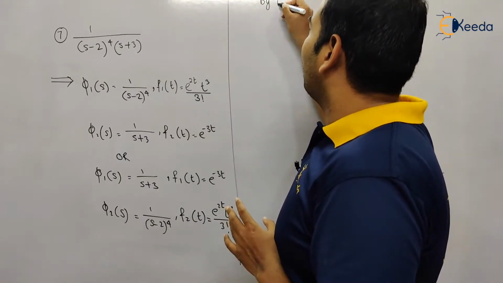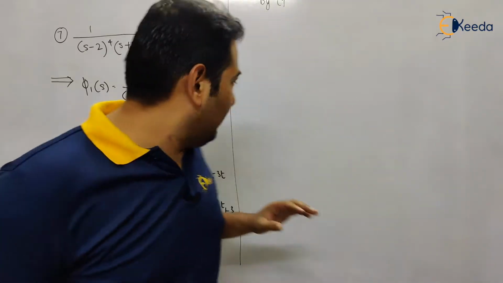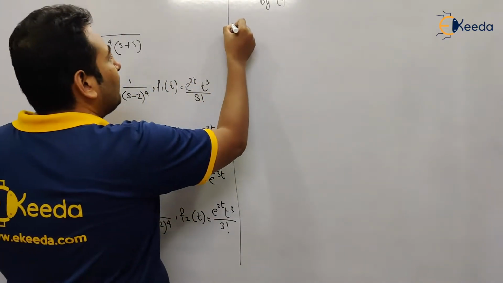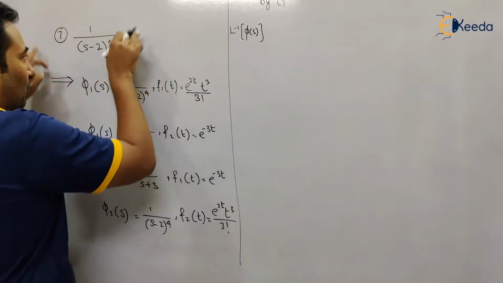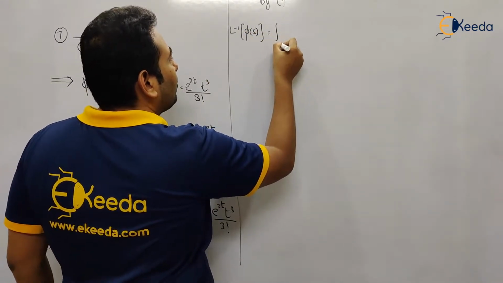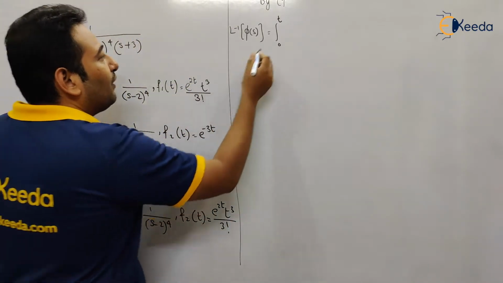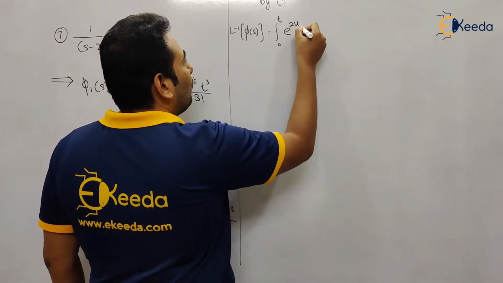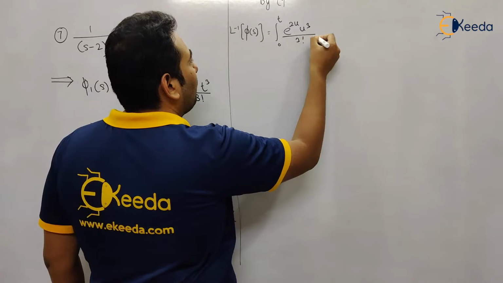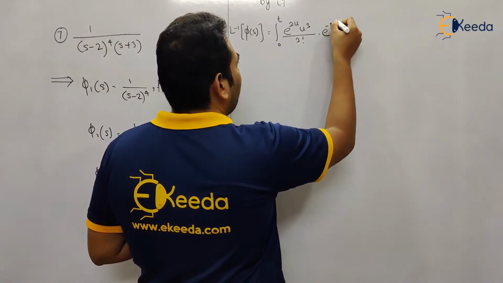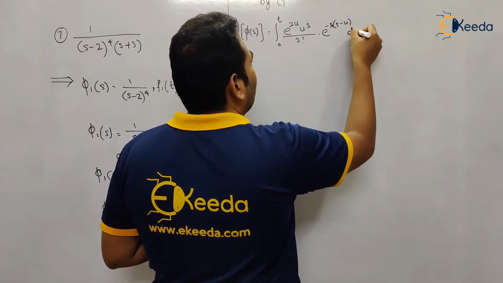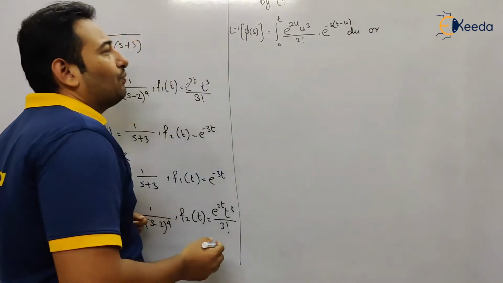By the convolution theorem, I am going to write down both the possibilities for you. Laplace inverse of phi(s), assuming my given function is phi(s), is integration 0 to t. In the first function we're going to replace t with u, and in the second function we're going to replace t with t minus u. So this is one option that you have. Or what is the next option?